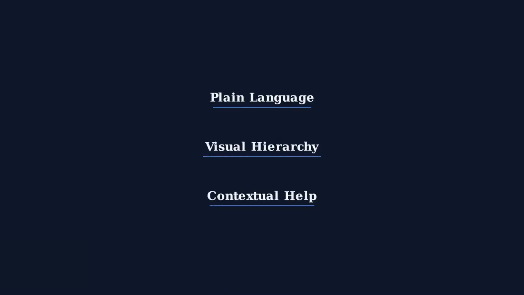Imagine you're trying to complete an important online form, but every error message you encounter is filled with technical codes and confusing language. This frustrating experience highlights why clarity is absolutely essential in feedback design. Clear feedback design follows three fundamental principles. First, use plain language instead of technical jargon. Second, create visual hierarchy to guide attention. And third, provide contextual help when users need it most.